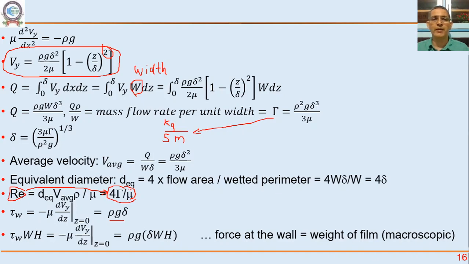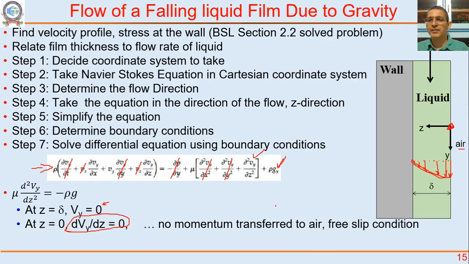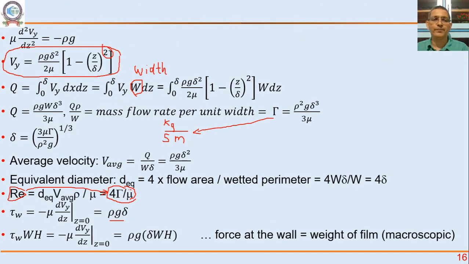Let's look at that. Height is this H, if you want, capital H. This whole height. And W is the width perpendicular to the screen, as you see. That's the area on which that tau W is acting. So tau W multiplied by WH is the force on the plate. If you simplify, you will just get it as rho g multiplied by delta multiplied by W into H.